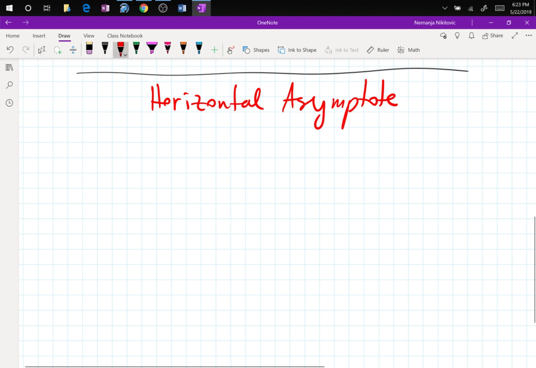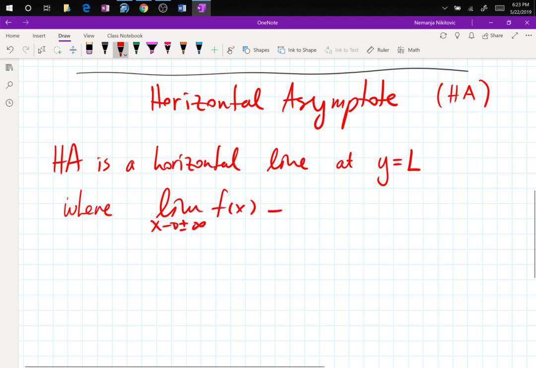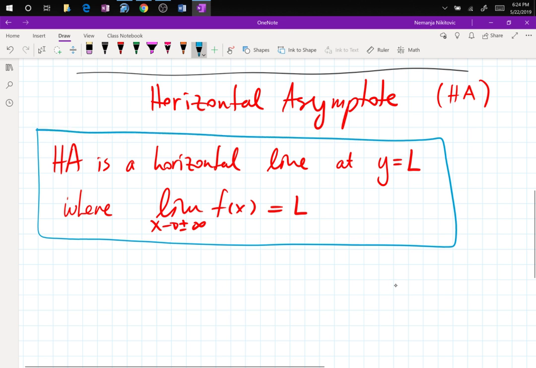So what is the horizontal asymptote? Known as HA. A horizontal asymptote is a horizontal line at y equals L, where the limit as x approaches plus or minus infinity of f of x equals that L. So it's a linear line, a horizontal line at y equals L. So y equals 3 is a horizontal line, y equals 10 is a horizontal line, so y equals L, and that L is the limit that we get from our calculation.